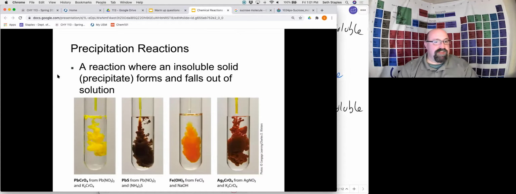And here we have just a few examples of some different precipitates that might form. The first one, we have lead nitrate reacting with potassium chromate to form the yellow precipitate of lead chromate. We have some lead nitrate and some ammonium sulfide reacting together to form lead sulfide in our second example. Our third one is one that I like to do a lot. It's just a nice, pretty color. But we have the formation of iron(III) hydroxide from the reaction of iron(III) chloride and sodium hydroxide. And in our last example, we react some silver nitrate with potassium chromate in order to form silver chromate.